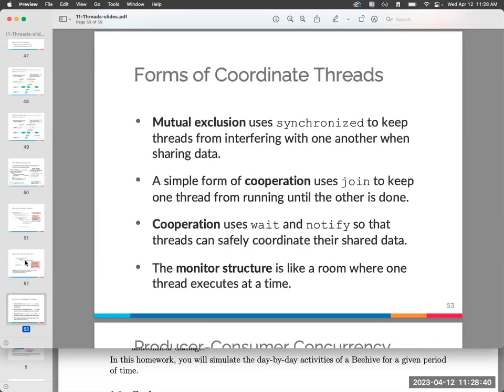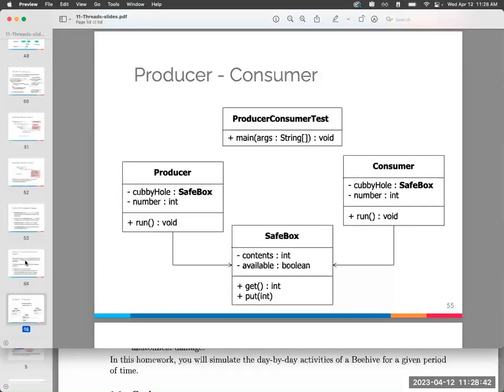Let's move on to the producer consumer example. The producer consumer example that I'm going to show is the usage of the wait notify mechanism in the monitor structure. I have my main program here in this class. I have a class that creates the producers, and I have a class that creates the consumers.